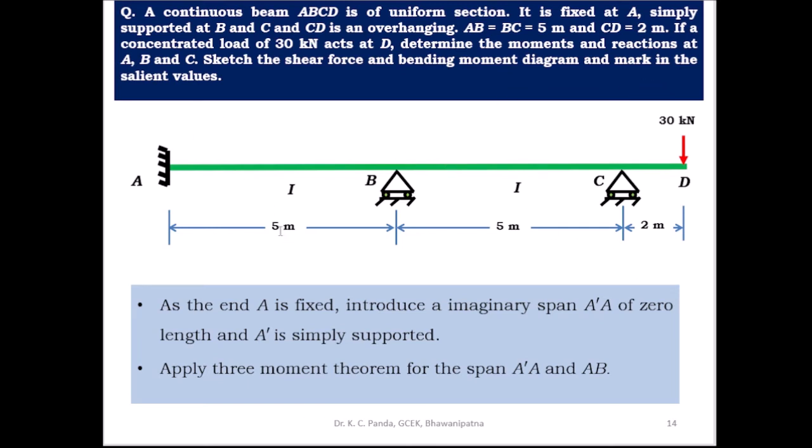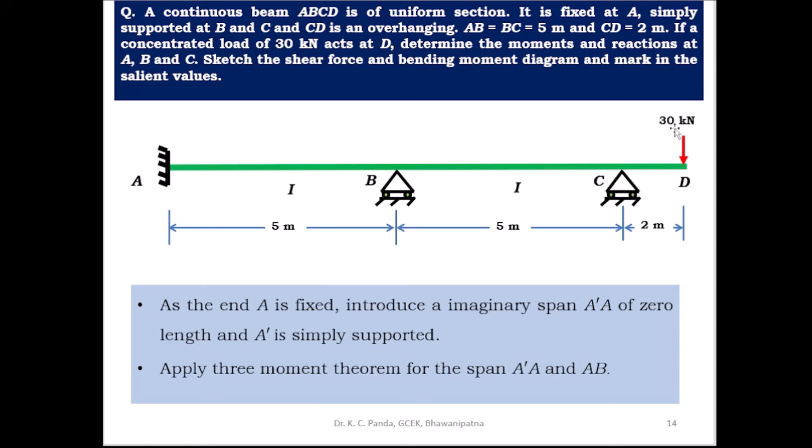So here this is the continuous beam, and here the support A is fixed and support B is the intermediate support and CD is the overhanging portion, and one load is present at the point D, that is 30 kilonewton at a distance 2 meter from the support C.